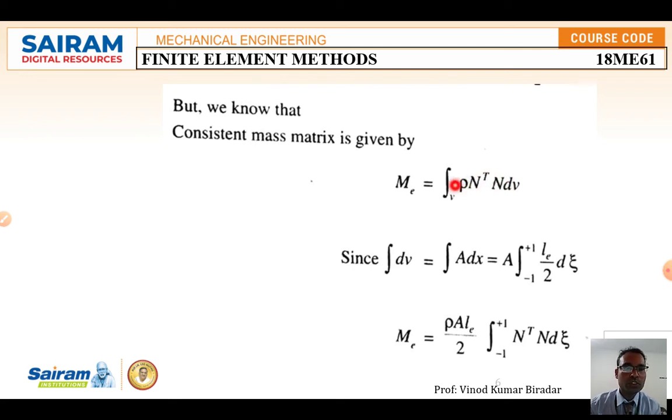Before substituting, let us consider this dv value. What is dv? It is the change in volume for the particular bar element, that is the truss element. The integration of dv is the change in volume, which is the area, so integration of area with respect to dx. Integration from -1 to +1 gives L by 2 d zeta. Wherever integration of dv is there, you have to substitute this equation.